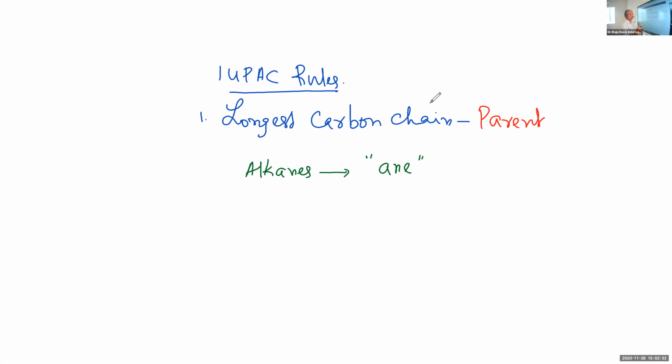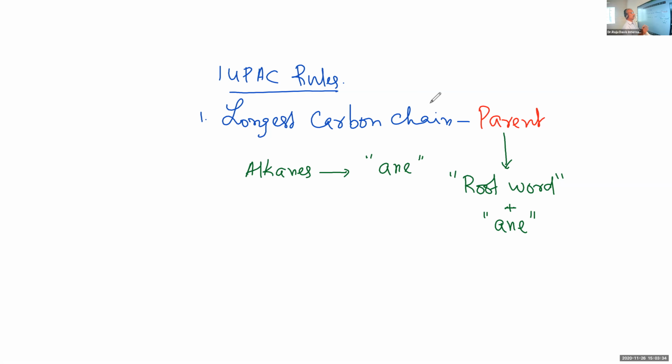Now, you give the root word, the Greek root word, for the parent chain. The root word is related to the number of the carbon atoms. So in the IUPAC system of nomenclature, to name the hydrocarbon, you take the root word first, and to the root word you add the ending ANE to get the name of the compound.